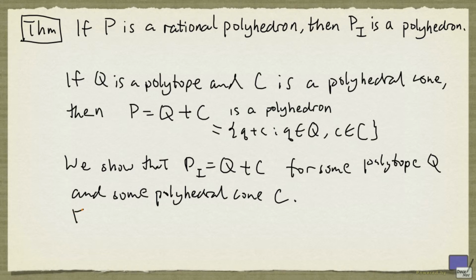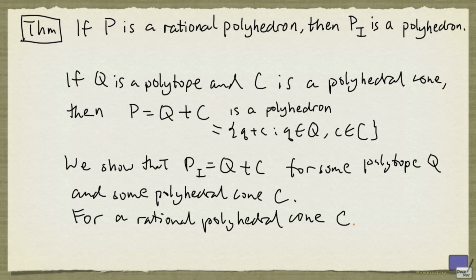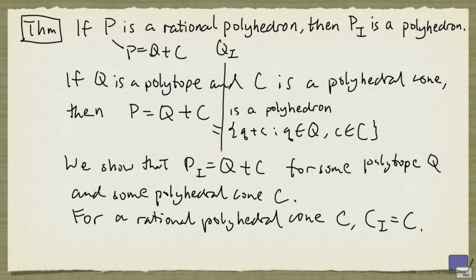One of the things that one might have to show along the way is the following. If C is a rational polyhedral cone, then the integer hull of C is the same as C. As I've mentioned before, this C here is going to be the characteristic cone of P. But what do we take to be our Q? Well, again, one might be tempted to first decompose P into Q plus C, which we know is possible, as we saw in the video when we looked at decomposition of polyhedra. And here Q is the polytope of a finite set of vectors, one from each minimal face of P. So one might be tempted to take Q_I to be the Q here.